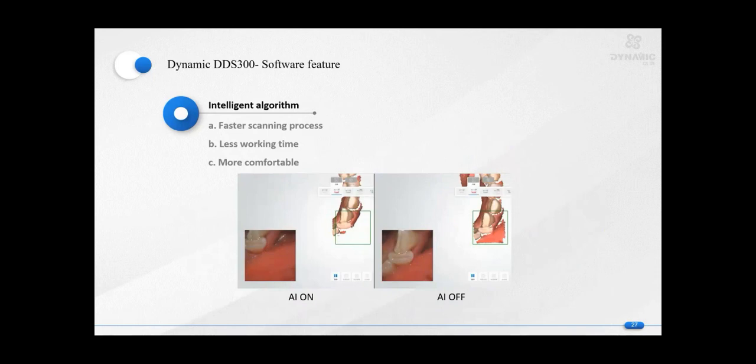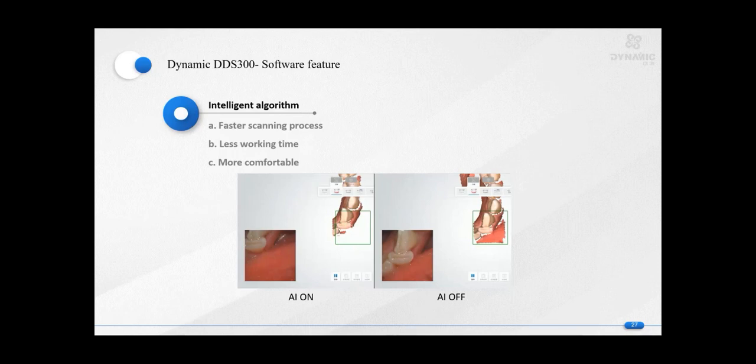We just need the operator to open the AI program, as on this left picture. You can see how to open the AI program of the software. This can help us do more work. The system will intelligently identify which part of the data is useful and which is useless, such as gloves, tongues, and other parts. Yeah, it can be detected automatically.